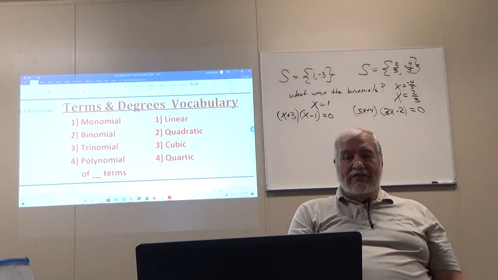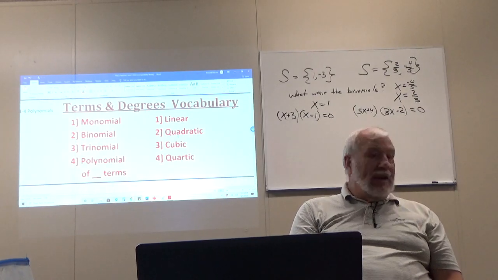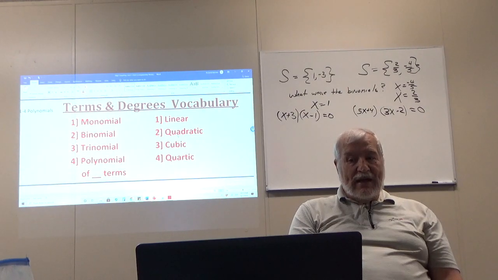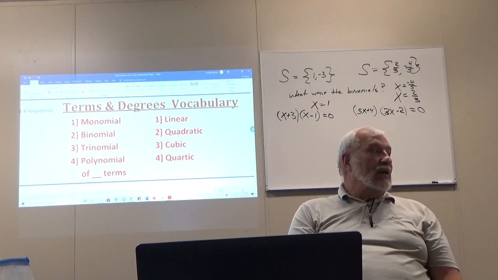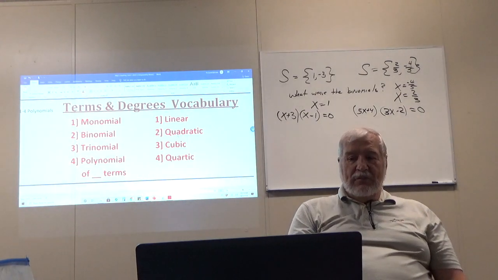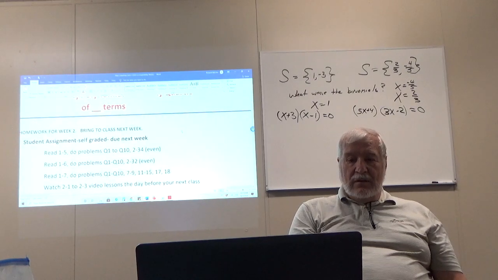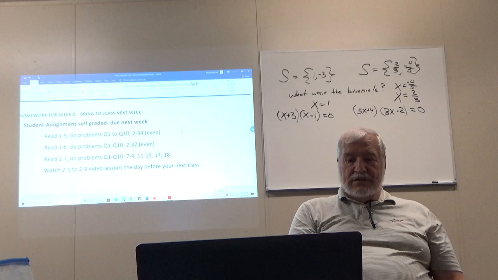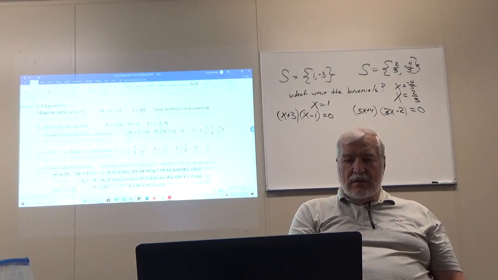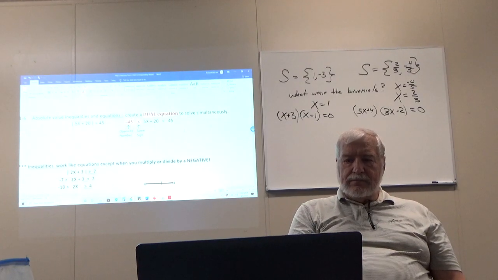Okay, so here we have monomial, binomial, trinomial, and then polynomial of like terms. And then we have linear, quadratic, cubic, quartic, and quintic is the 5. Not everybody's using quintic anymore. All right, so we've already been through that. So we've got everything. Oh, here's the last one.